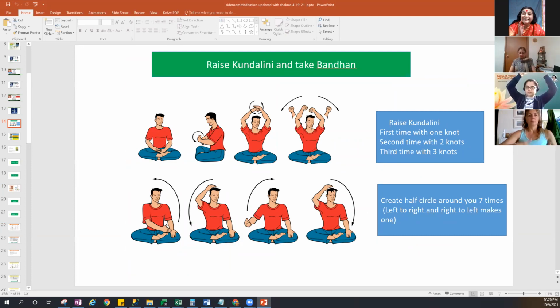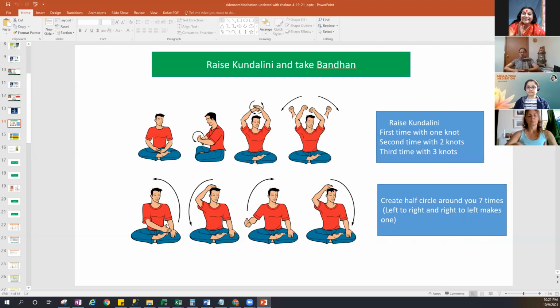Now the second time, we do the same. Slowly moving the hand up, raising the Kundalini, moving our attention with it. And we are rotating the hand around because energy is always in motion, always moving in a clockwise direction. Head up and 2 knots for the second energy channel. And the third time for the third energy channel.